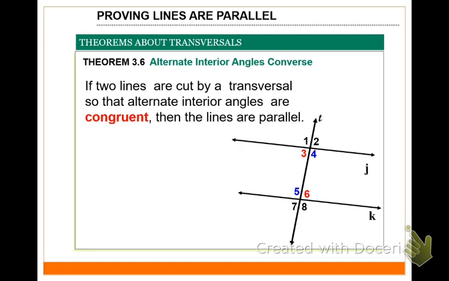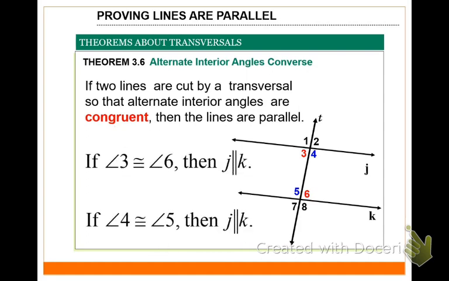Okay, so in my picture, 3 would be congruent to 6, and then 4 would be congruent to 5. So if you had either of these pieces of information, you would say these lines are parallel, J and K are parallel, because the alternate interior angles are congruent.